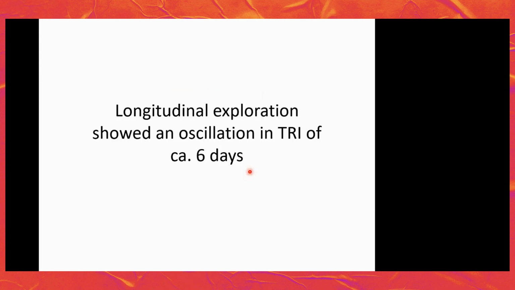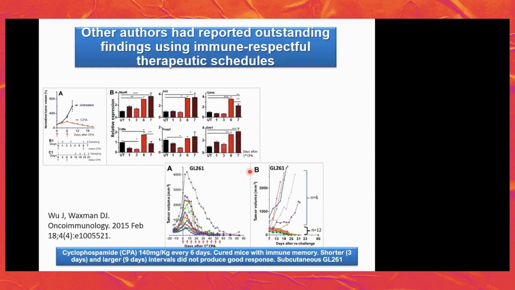Does this mean something? Thank God, somebody else had been working on this, not on imaging, but on the model. This was work by Wu and Baxman, a series of works at Boston, using subcutaneous GL261. It's not the same, as you know, using cyclophosphamide as chemotherapeutic, not temozolomide, but still the results were so good for us. I mean, they were curing those mice from the tumor, the subcutaneous tumor, in a few days by using metronomic therapy every 6 days.